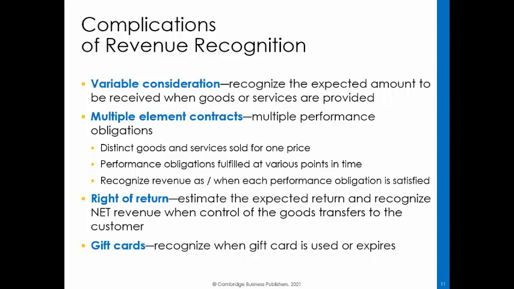Retailers typically offer a right of return if the customer is not satisfied with the product. Companies estimate the dollar amount of goods that are likely to be returned and deduct that amount from gross sales to arrive at the net sales reported in the income statement. When cash is received from the customer for a gift card, the company records the receipt of cash and a deferred revenue liability. Then revenue is recognized when the gift card is used by the customer to purchase goods or services or when it expires.